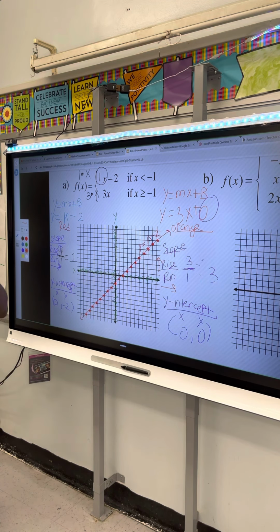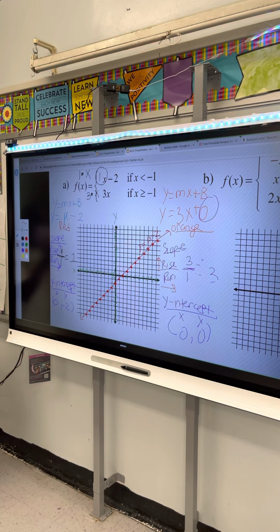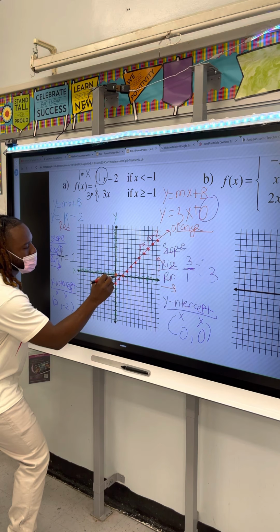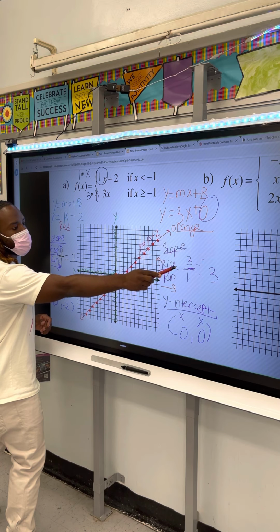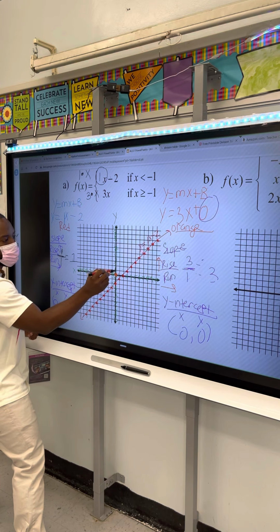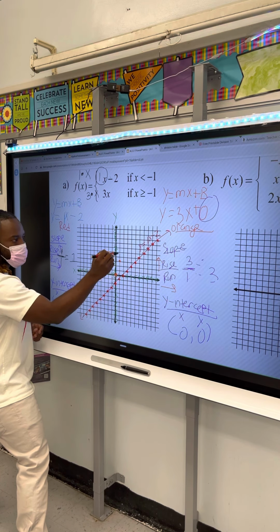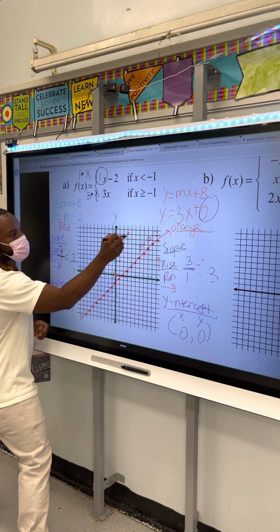All right, so we're going to start with the y-intercept, the origin. Someone point to 0, 0, in the middle. Right here. Now from this point we're going up. How far are we going up? 3. Across? 1. Count: 1, 2, 3, and across 1. That's as far as up.